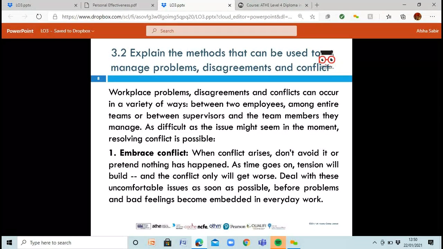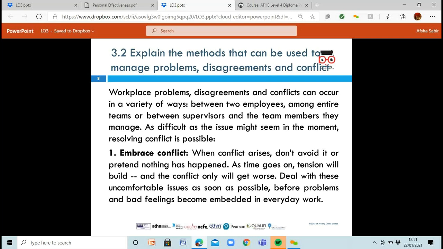So like I said, workplace disagreements, conflicts, to be honest, it's a normal thing. Something or the other will come about. It'll be a small issue or it'll be a big issue, but something will always happen. There'll always be some type of problem. So there's a variety of ways that this can happen.